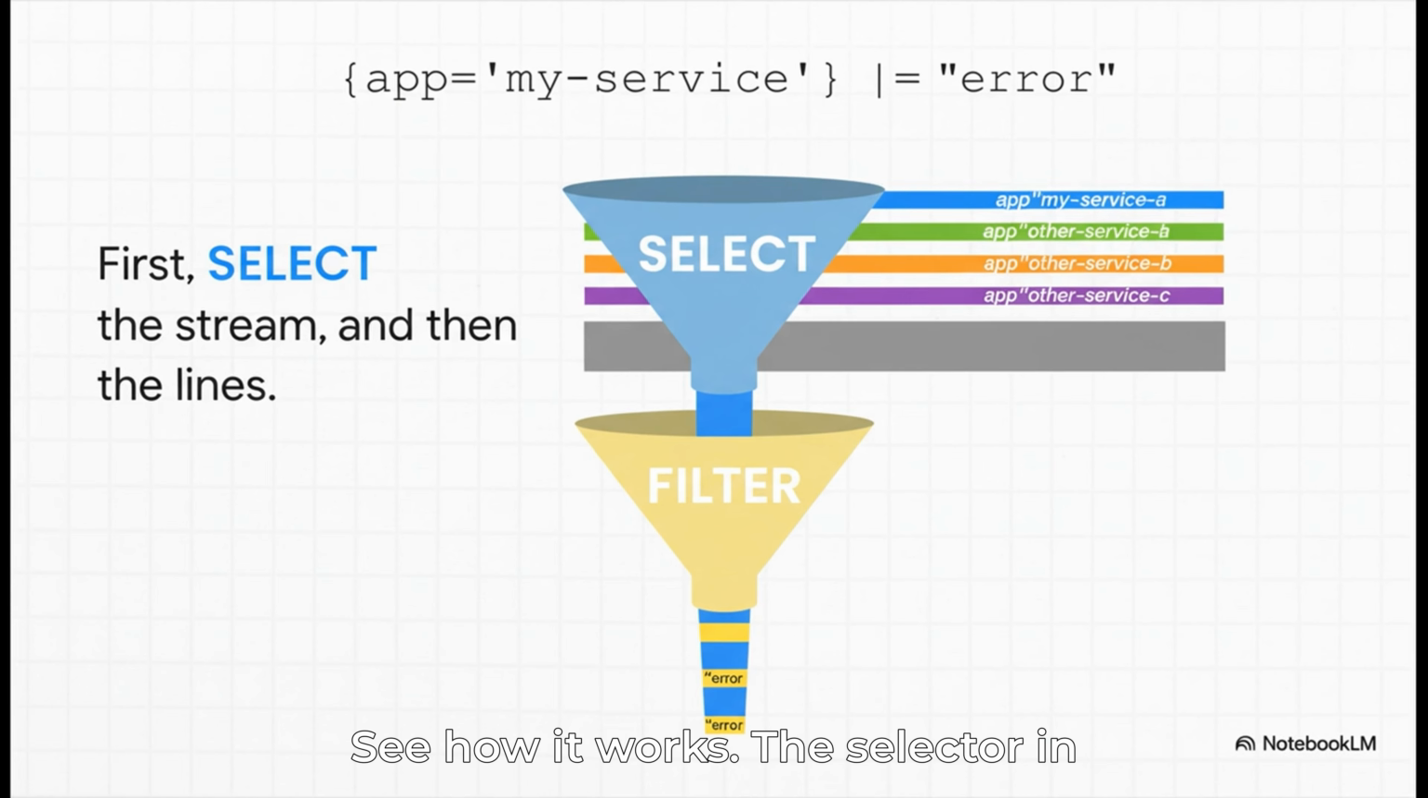See how it works. The selector in the curly braces finds all the logs from my service. Then, the pipeline filters those lines down to only the ones that have error in them. It's a two-step process. Select, then filter. Simple, powerful, and incredibly fast.